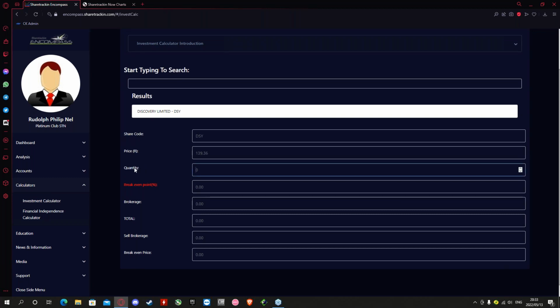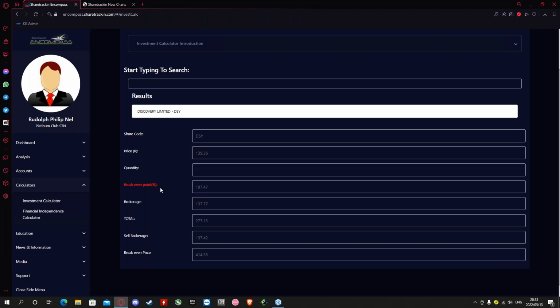And then we need to go and fill in the quantity. So I'm going to use a really good example of one. One share, only one share. So if we have to buy one share, the break-even point percentage is 197%. So the share needs to grow by 197% before we start making profit.